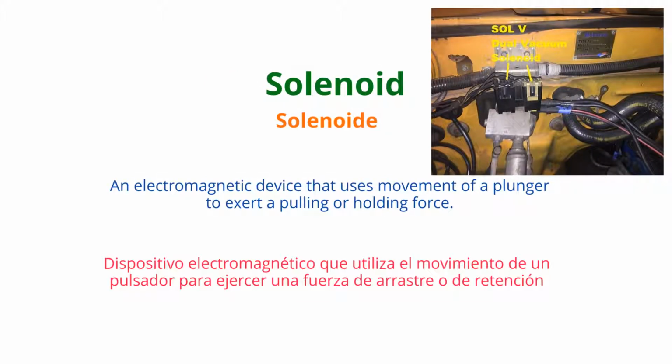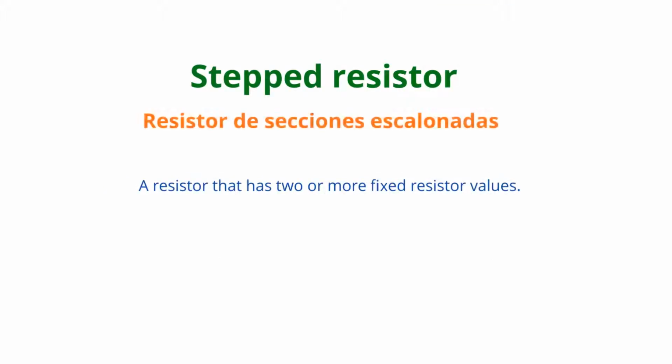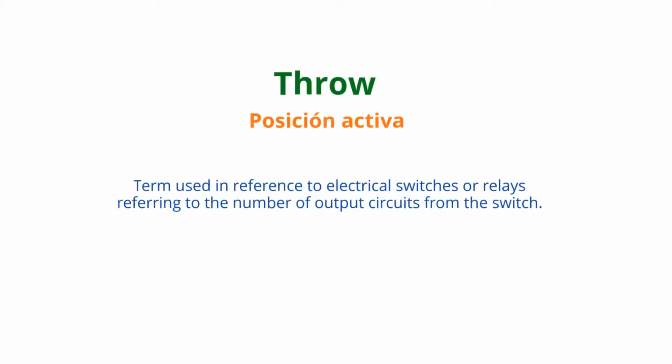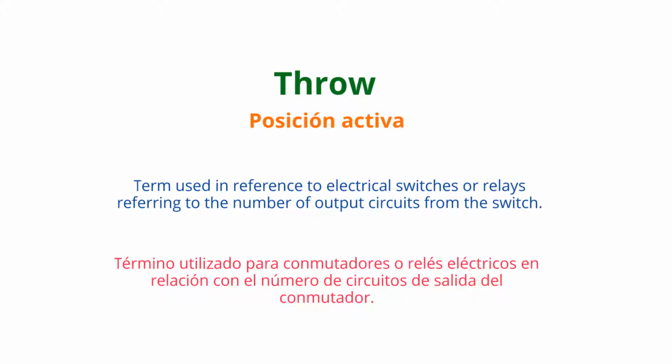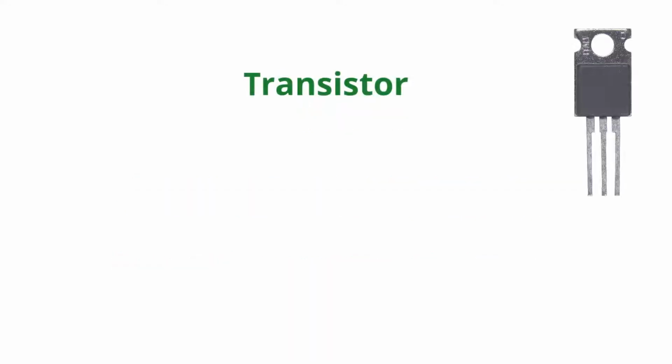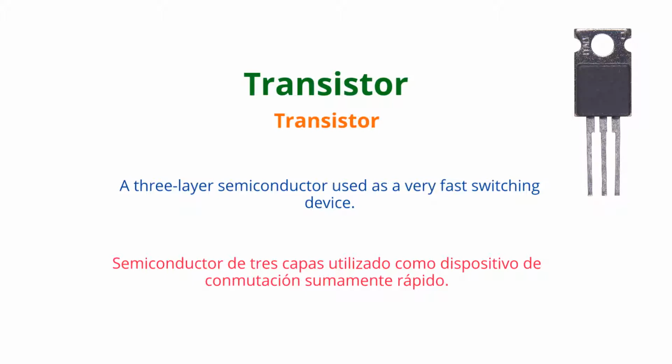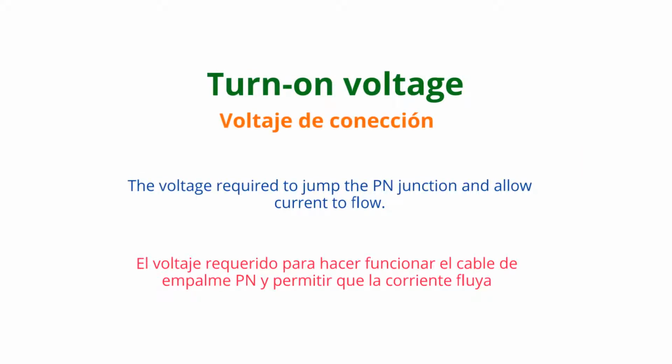Solenoid. An electromagnetic device that uses movement of a plunger to exert a pulling or holding force. Stepped resistor. A resistor that has two or more fixed resistor values. Throw. A term used in reference to electrical switches or relays, referring to the number of output circuits from the switch. Transistor. A three-layer semiconductor used as a very fast switching device. Turn-on voltage. The voltage required to jump the PN junction and allow current to flow.